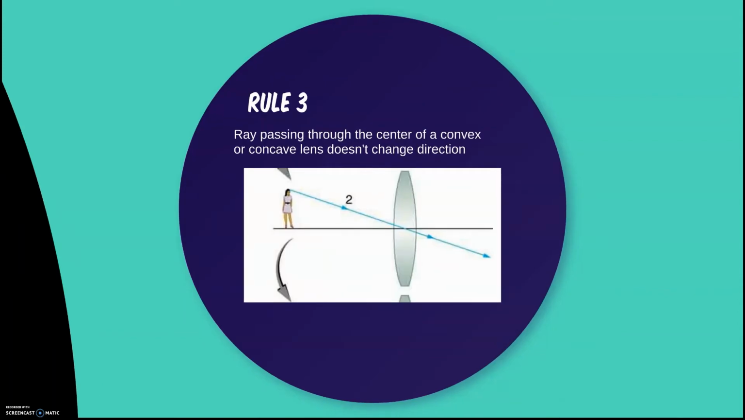Rule number 3 is that a ray that passes through the center of either a converging or a diverging lens, concave or convex lens, doesn't change direction. So you can see that this person has a ray of light coming from them, but once it enters the center of the lens, it keeps going at the same angle.